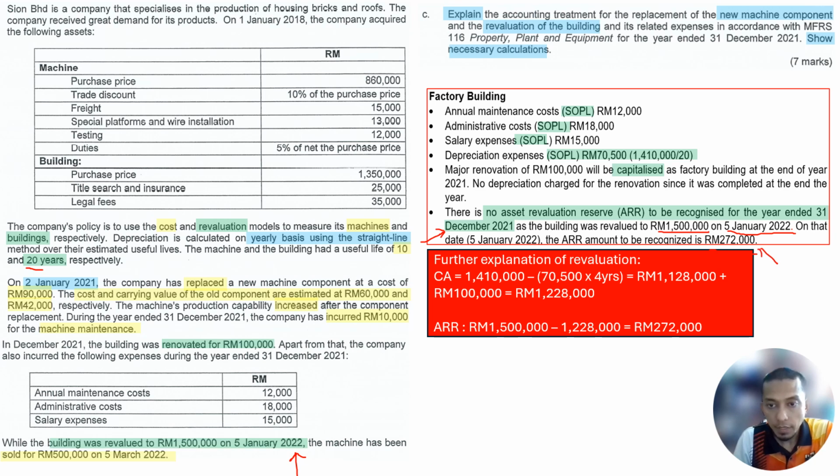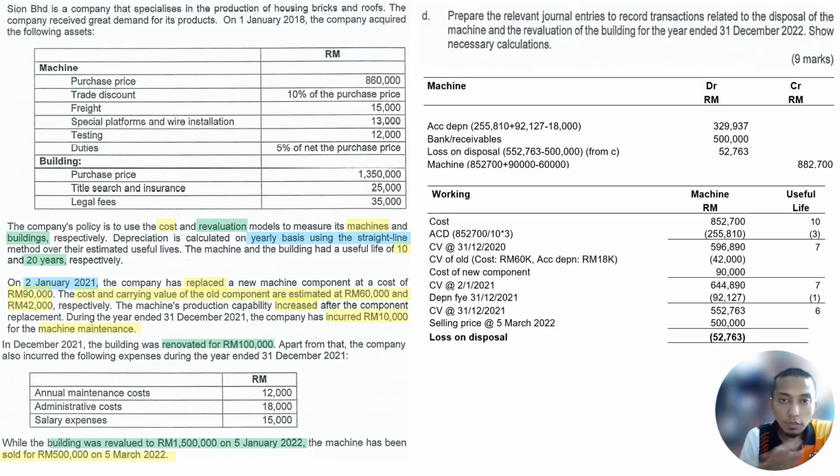Okay. Remember ARR is equity. Equity is an increase on the credit side. Okay. So now D, the question asks you to prepare the relevant journal entry. Now the question asks you to focus on the journal entry related to the disposal of the machine and the revaluation of the building. So two things lah. The question also asks you to show the necessary calculation.